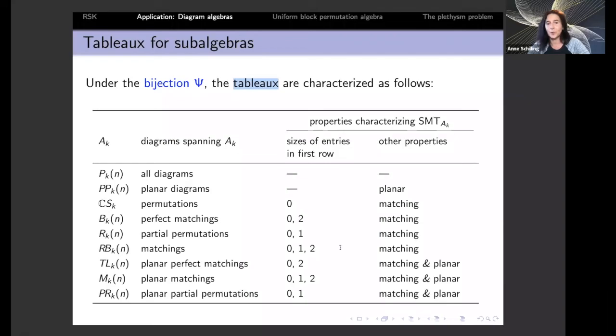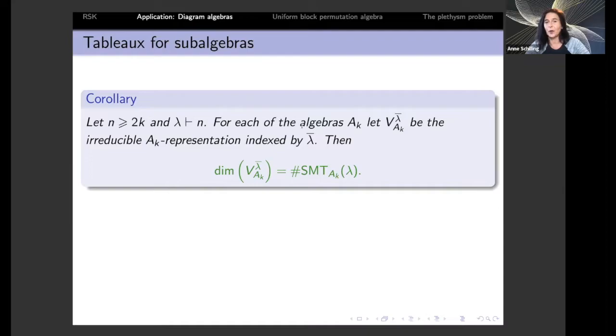And therefore, as a corollary, you get that if you have such a subalgebra AK, and you want to look at the irreducible corresponding to the subalgebra AK indexed by a partition lambda. And I should say lambda bar just means you take lambda and you remove the first row. So remember in our construction, right, we first did RSK, but then we added this long row. So the lambda bar just means you basically remove this bottom row.